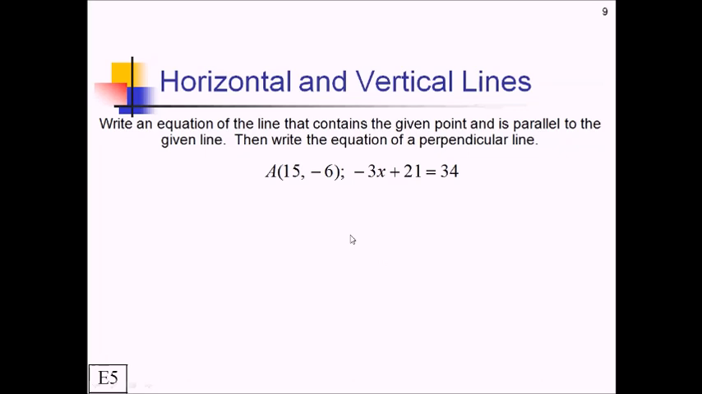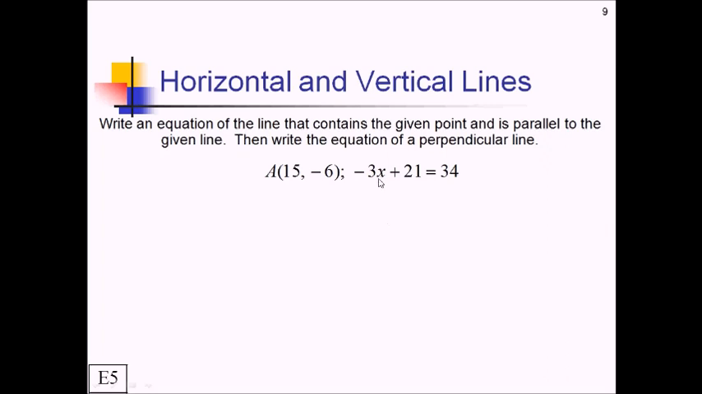Here's where things get a little bit trickier. They want the equation of a line that contains this point and is parallel to this line, and then they want you to write an equation that's perpendicular to this line. Seems like a lot to ask in one problem, right? But take a close look at this equation of a line. What do you notice about it that's kind of funny? Yeah, there's no y value in there.